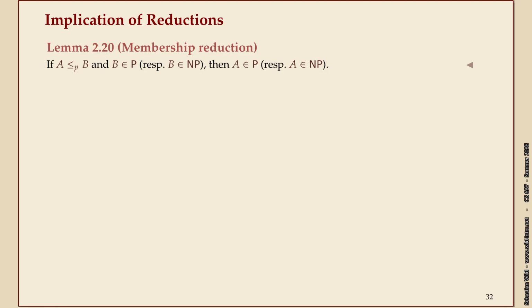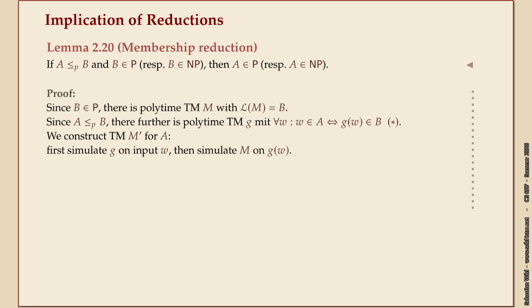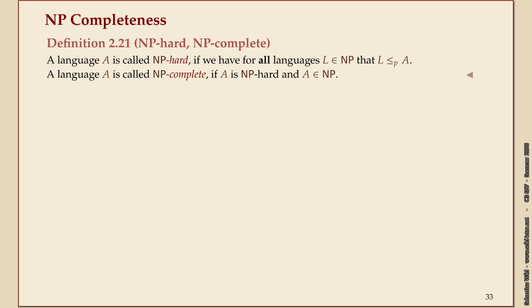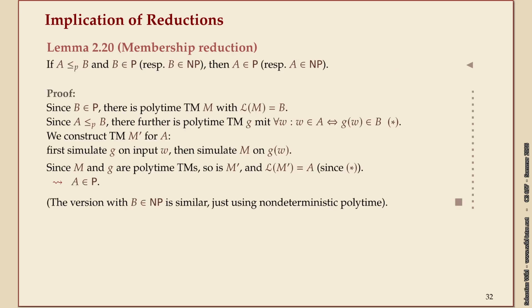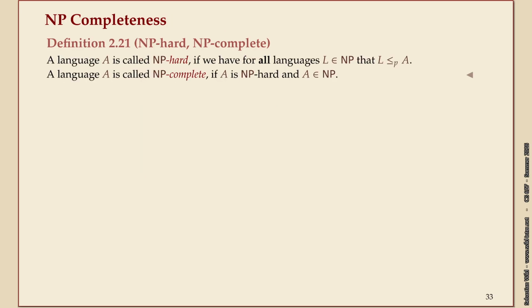The result I'm not going to prove is this. If A reduces to B and B is in P, then A is in P, and the same holds true for NP. These are all simple proofs. We've defined a reduction. Now we need to define NP-hardness and NP-completeness. That we haven't done yet. But it's a simple definition based on these reductions.